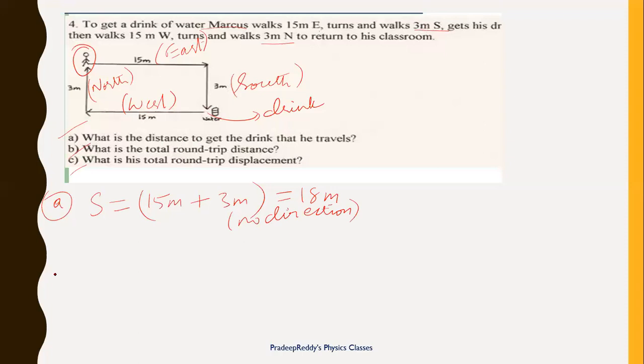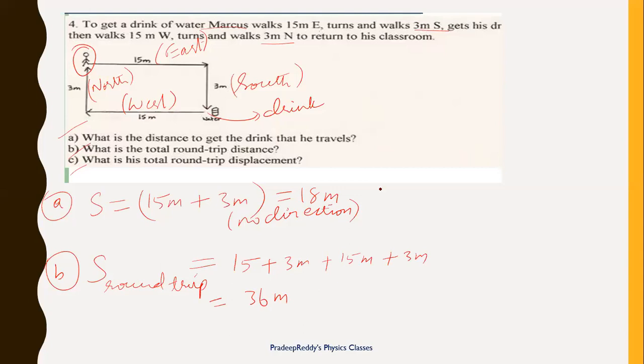And in B, what is the total round trip distance? So distance traveled for round trip will be equal to 15 meter plus 3 meter plus 15 meter plus 3 meter. This will be 36 meter. So total distance traveled along the round trip will be equal to 36 meter.